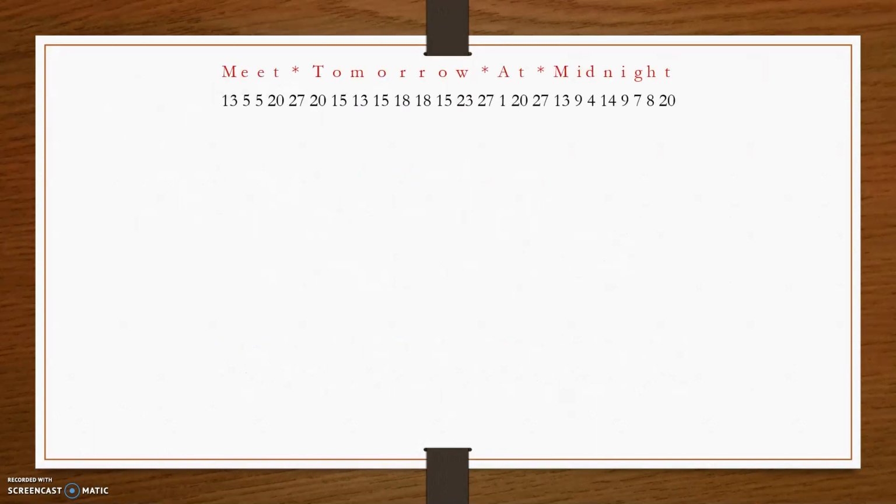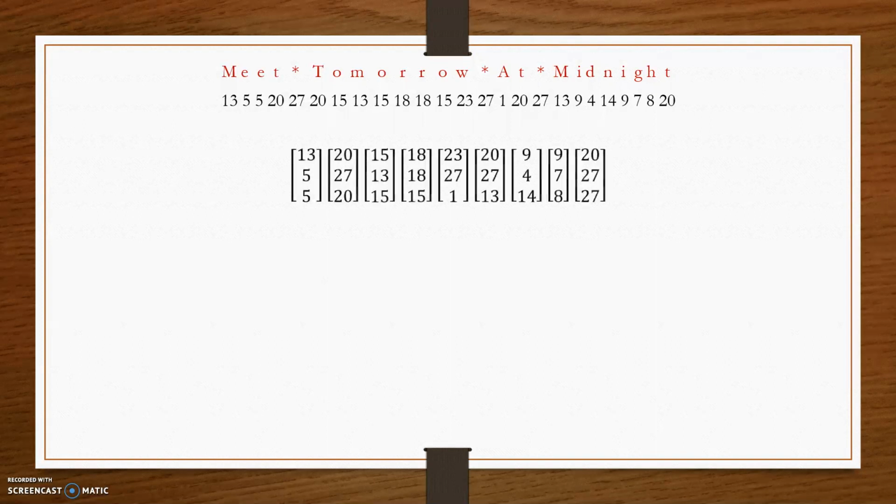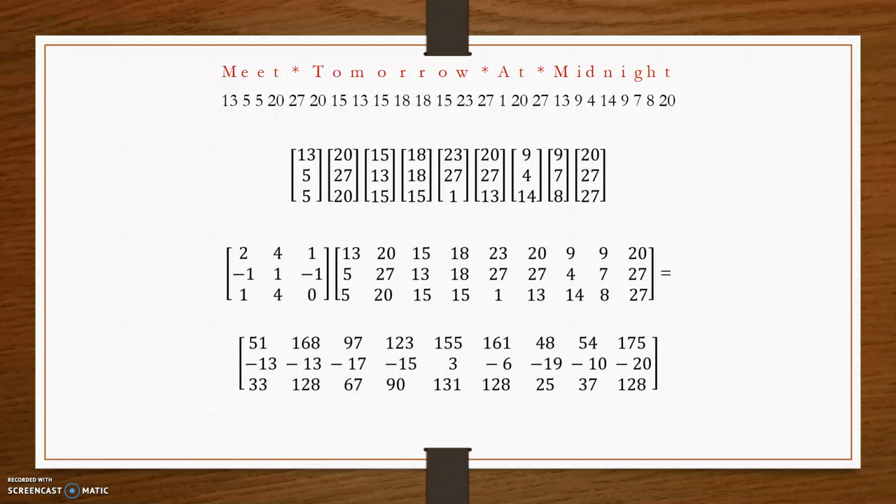Now that we have our translated code, we need to put these numbers into vectors. Since we are using a 3x3 matrix, we break the enumerated message above into a sequence of 3x1 vectors like so. Note that it was necessary to add 2 spaces or 27s at the end of the message to complete the last vector. We now encode the message by multiplying each of the above vectors by the encoding matrix. This can be done by writing the above vectors as columns of a matrix, and then performing matrix multiplication of that matrix with the encoding matrix like so.